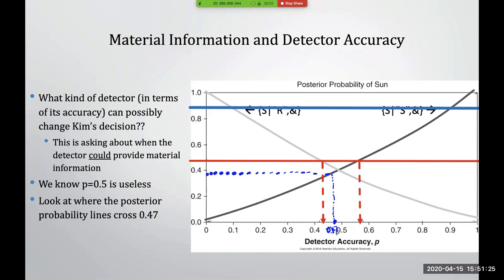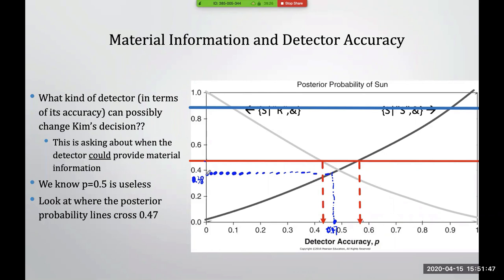then if the message is sunny, Kim's belief that the day is sunny will be changed to 0.38, which is still below 0.47, the threshold, which means Kim would choose indoor if the message is sunny.